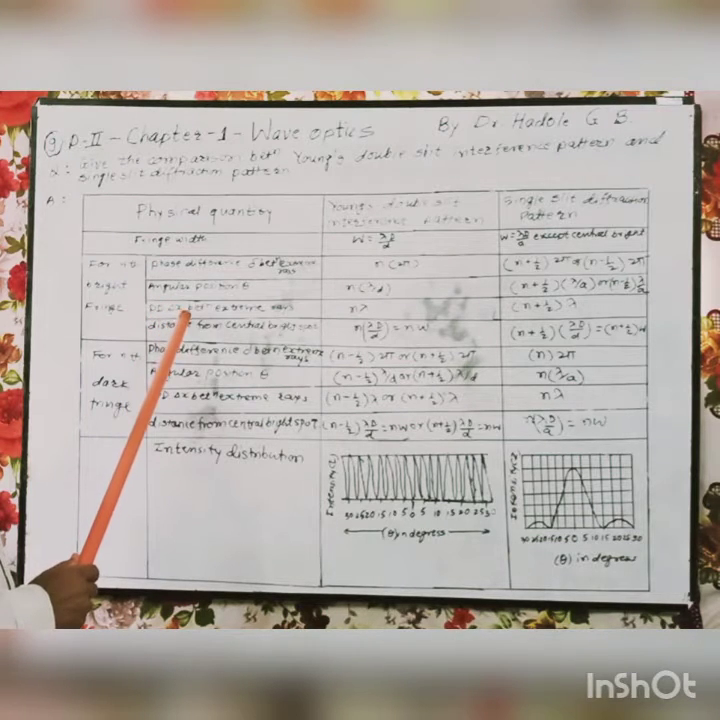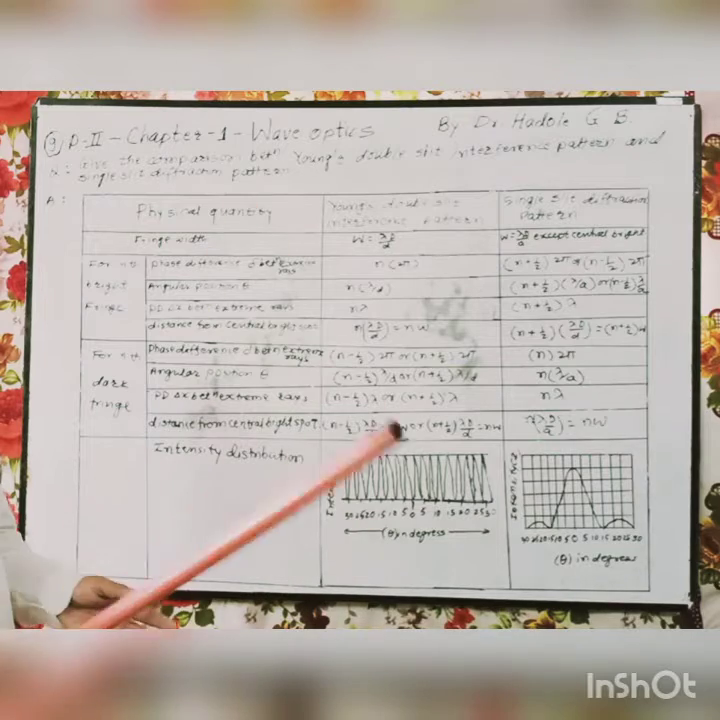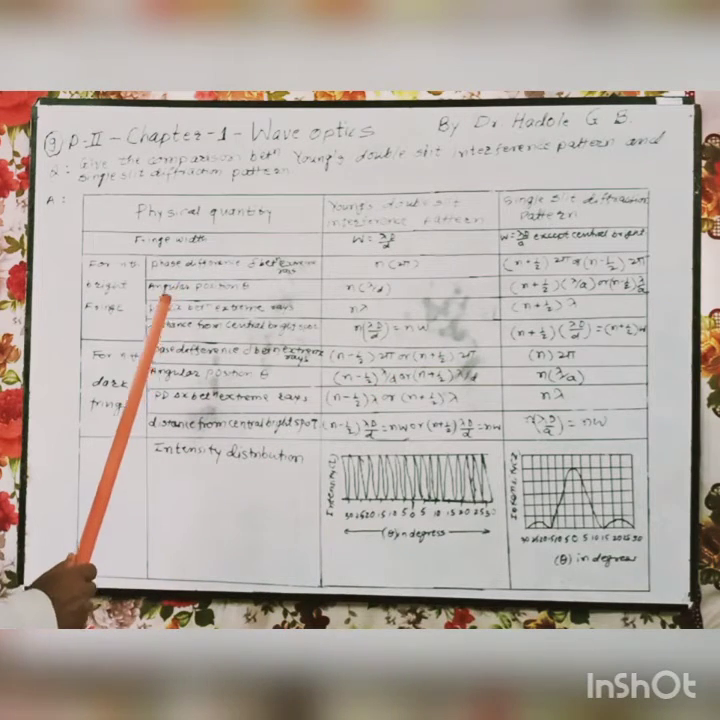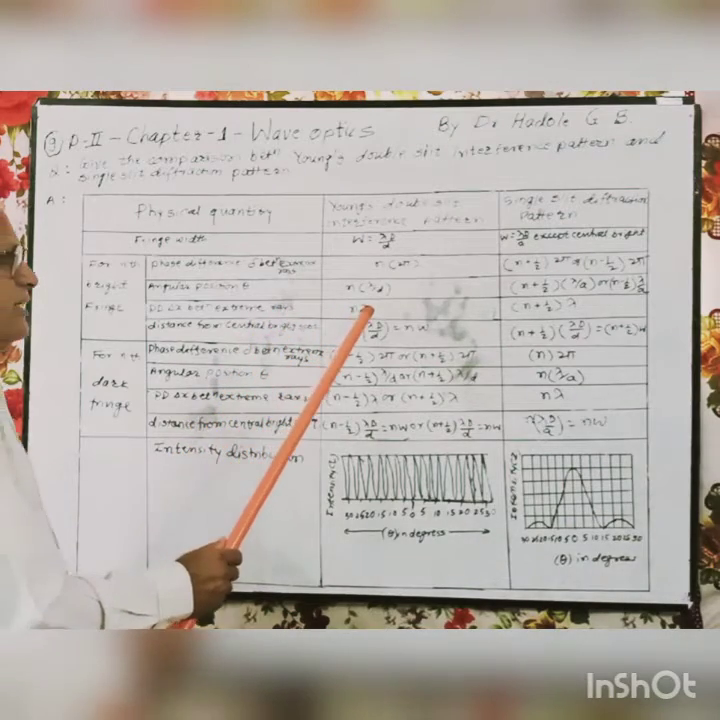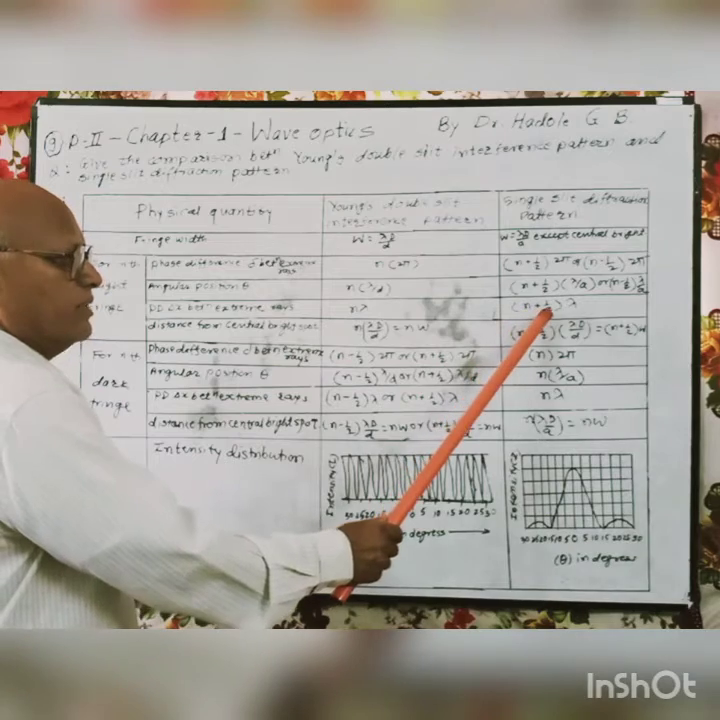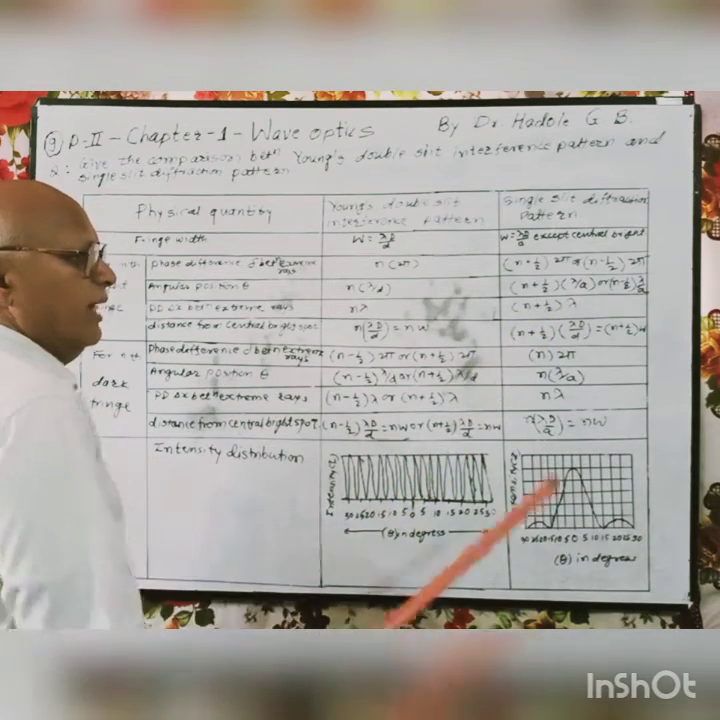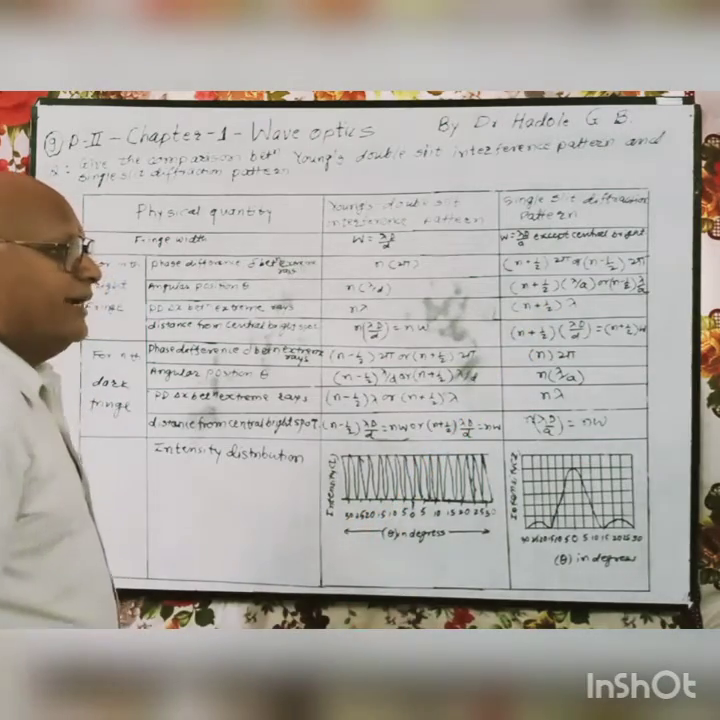Path difference delta x between extreme rays. When we consider the extreme rays, the path difference delta x between extreme rays is n lambda. Here it is n plus half into lambda. Again here n plus half indicates the odd integer.